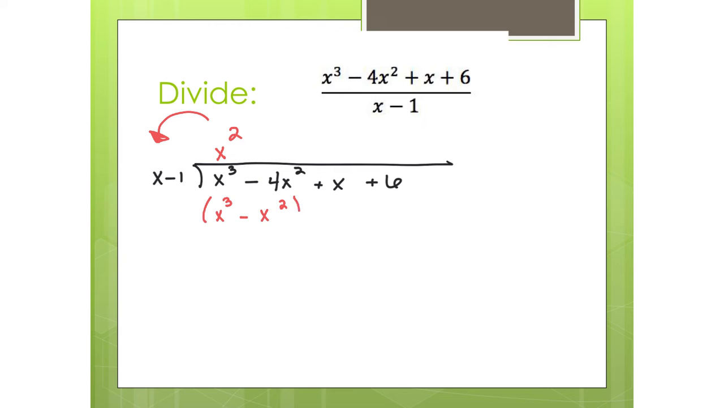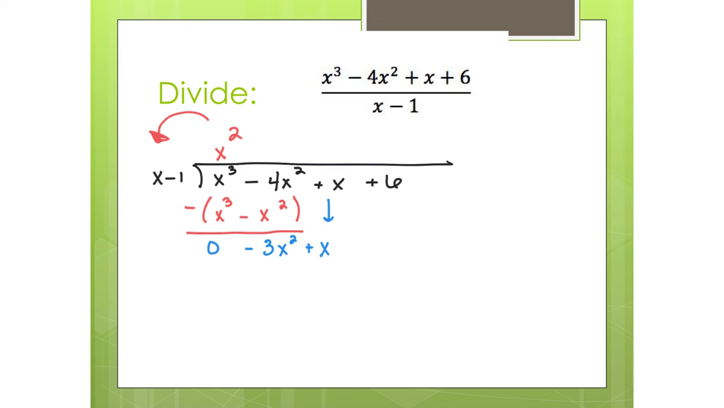And just like we did with long division, we are going to subtract those. The first term should always cancel out and give you a 0. Now we have negative 4x minus a negative 2. That makes that a positive x squared, which would give us negative 3x squared. And then just like with long division, we will drop down the next term.